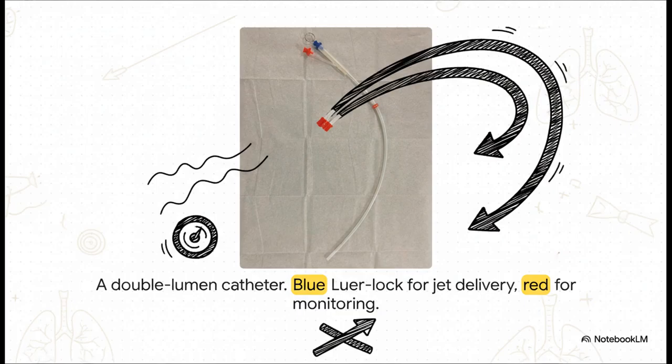The blue one is where you hook up the high-pressure gas line to actually do the ventilating, but the red one is your lifeline. That's connected to a second, smaller lumen that runs all the way to the tip, letting you constantly measure pressure and check your end-tidal CO2. It's this kind of smart design that has made the technique much, much safer.